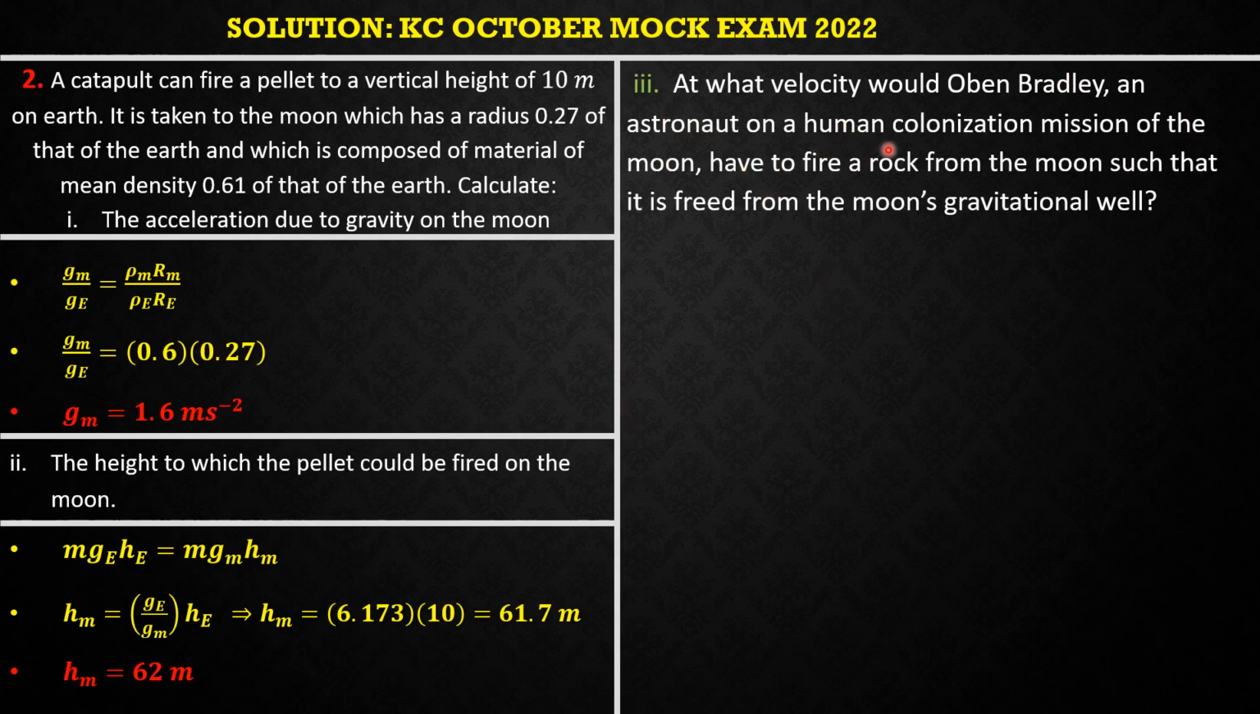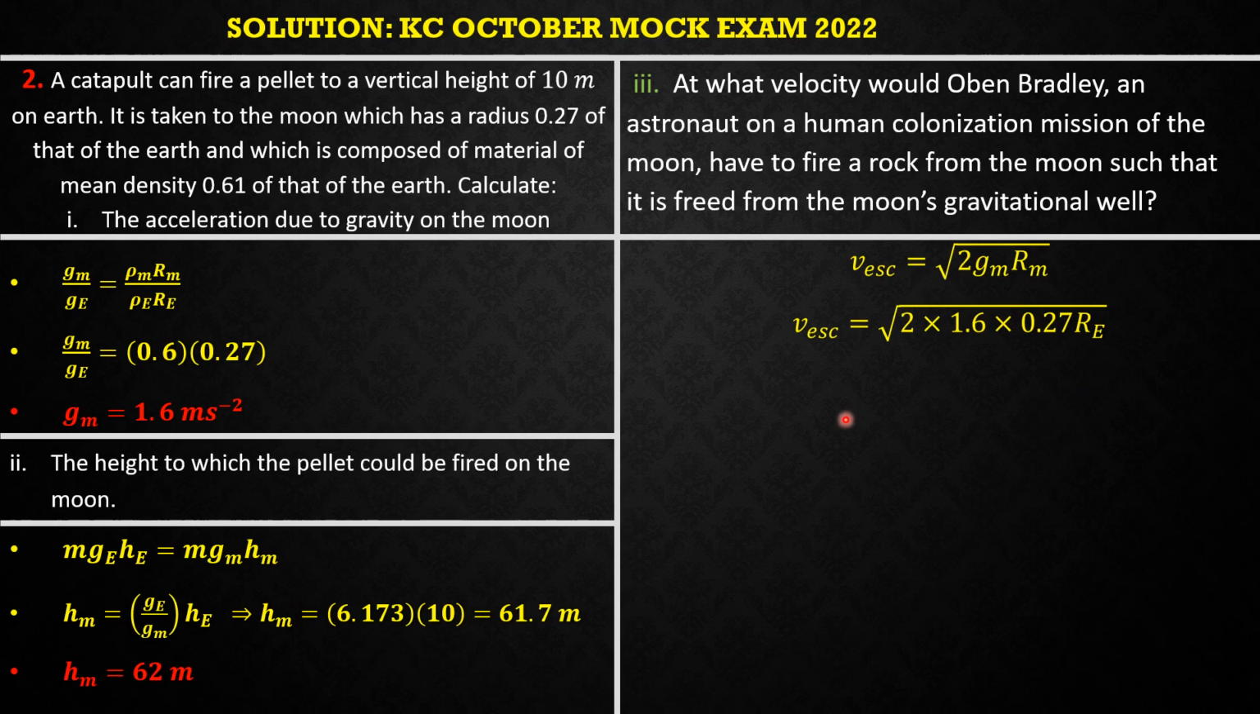So we can go over here, and the next part says, at what velocity would Owen Bradley, an astronaut on a human colonization mission of the moon, have to fire a rock from the moon such that it is freed from the moon's gravitational well? Of course, that's just finding escape velocity, and escape velocity is basically the square root of 2 g at the surface of the moon multiplied by the radius of the moon.